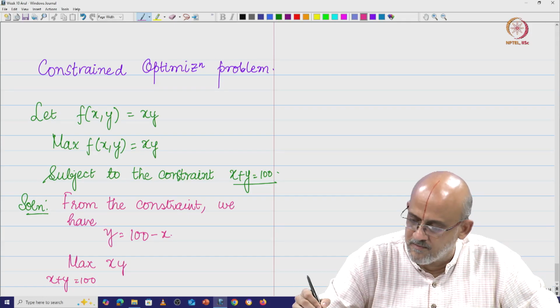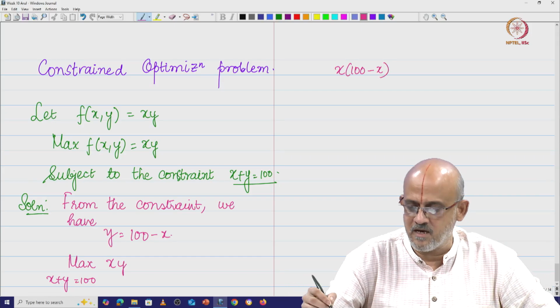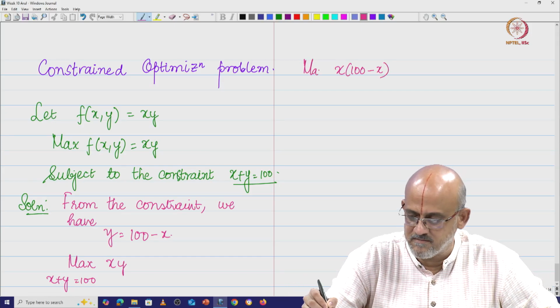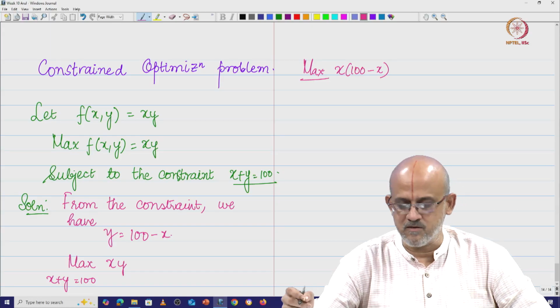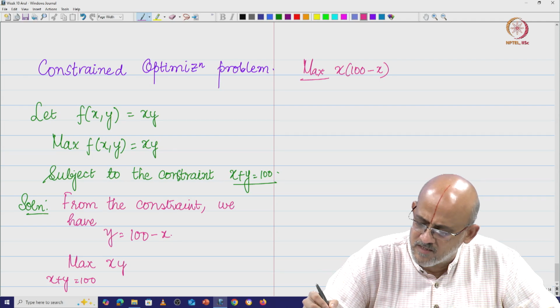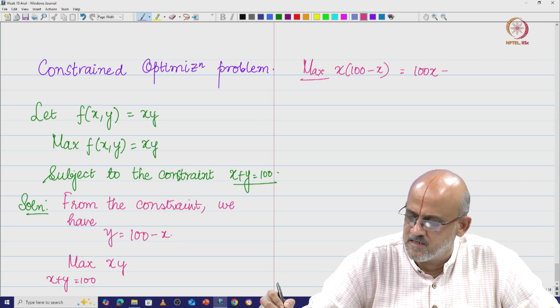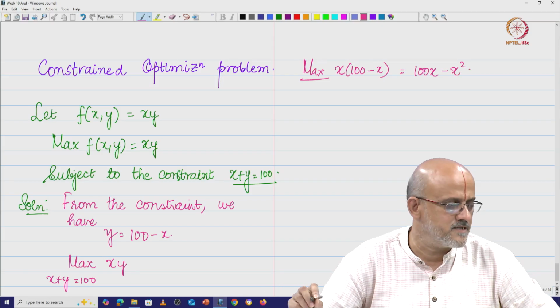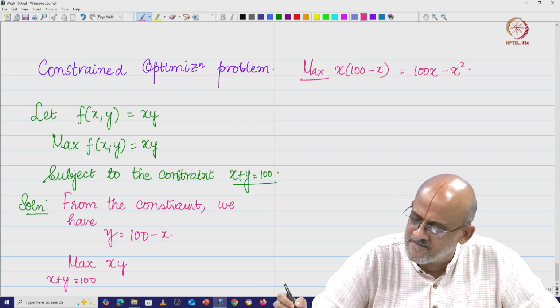So, what am I going to do? I am going to say x into 100 minus x. So, that becomes my objective function now. I am going to maximize x into 100 minus x. This is nothing but 100x minus x squared, right, 100x minus x squared.